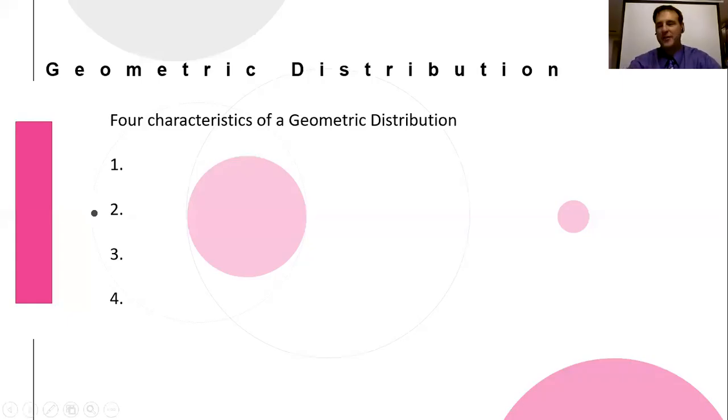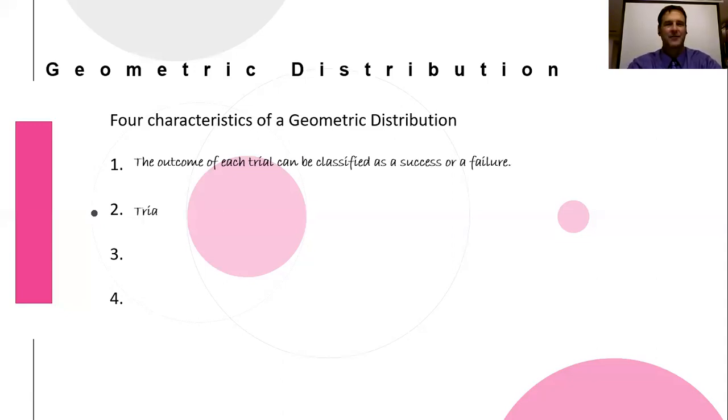Okay, so we have geometric distribution, and you'll notice there's 4 rules. The cool thing is that my first 3 rules are the same as binomial, so let's check that out. The outcome for each trial is classified as a success or a failure. Trials must be independent.